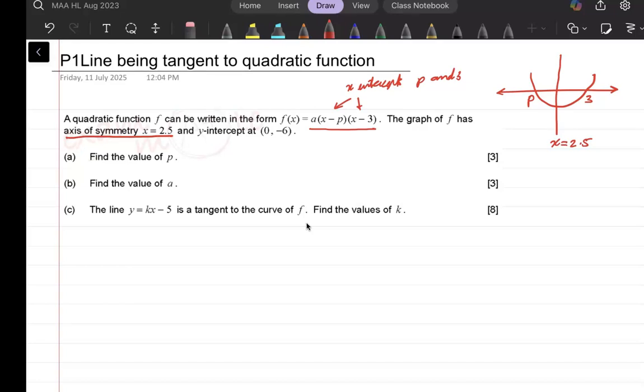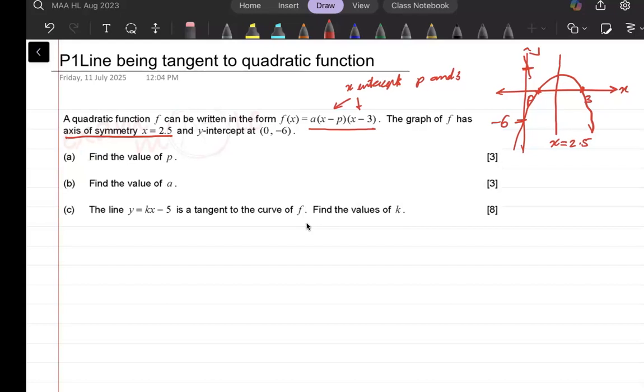And the y-intercept of this graph: this is the x-axis, this is the y-axis. It cuts the y-axis at −6. Okay, so it may be upside down then. That means if it's cutting at −6, this graph is supposed to be upside down.